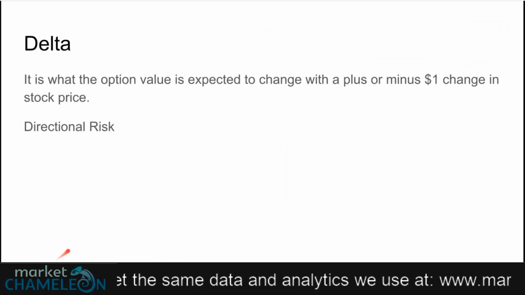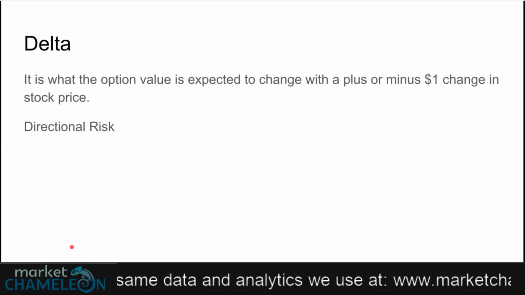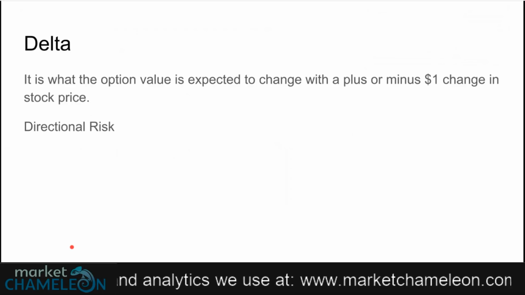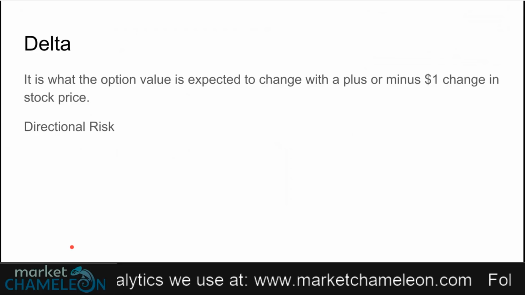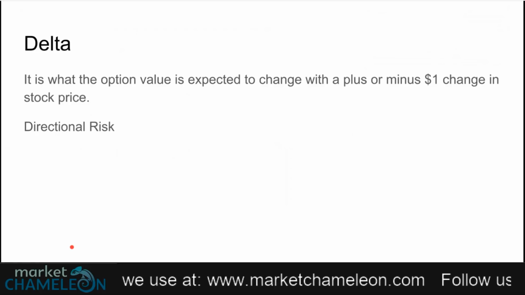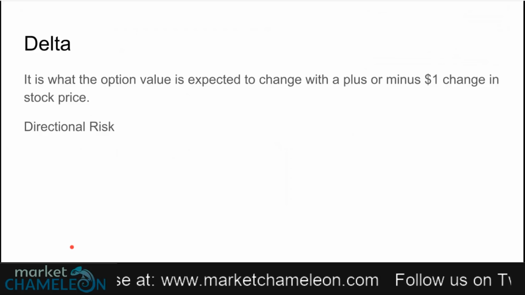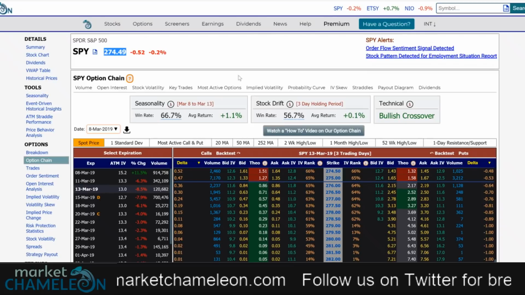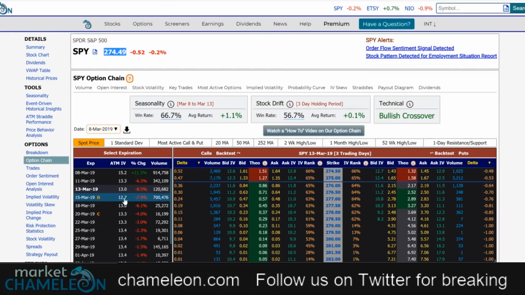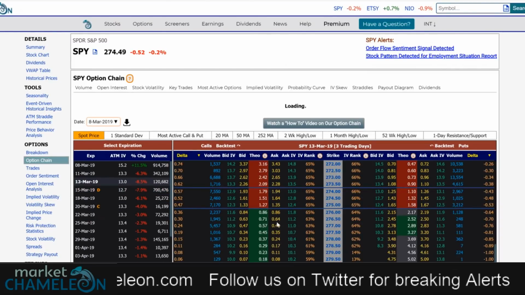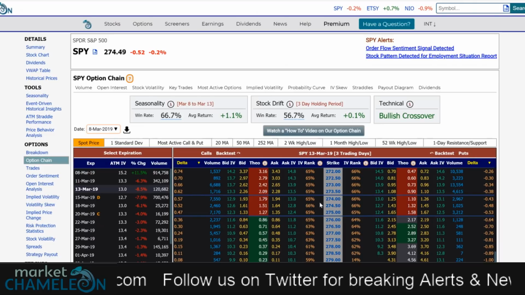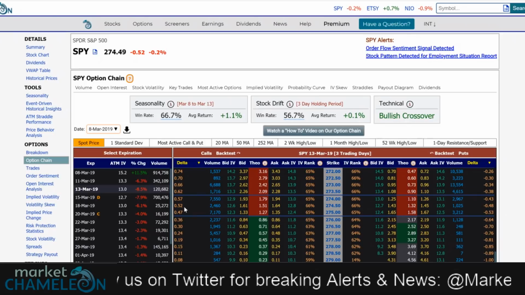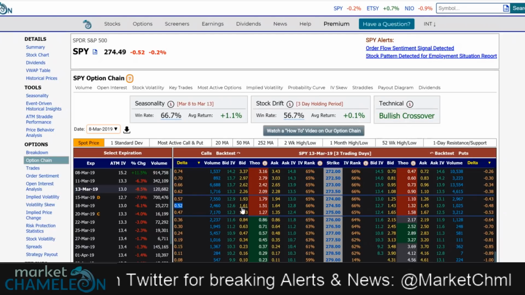Now, moving on. The first Greek is delta. Delta tells us how much the option value is expected to change with a $1 move in the stock price, up or down, and we call it our directional risk. Looking at SPY over here, I'll take maybe this 1 month and an at-the-money call, and we see this delta is 52.